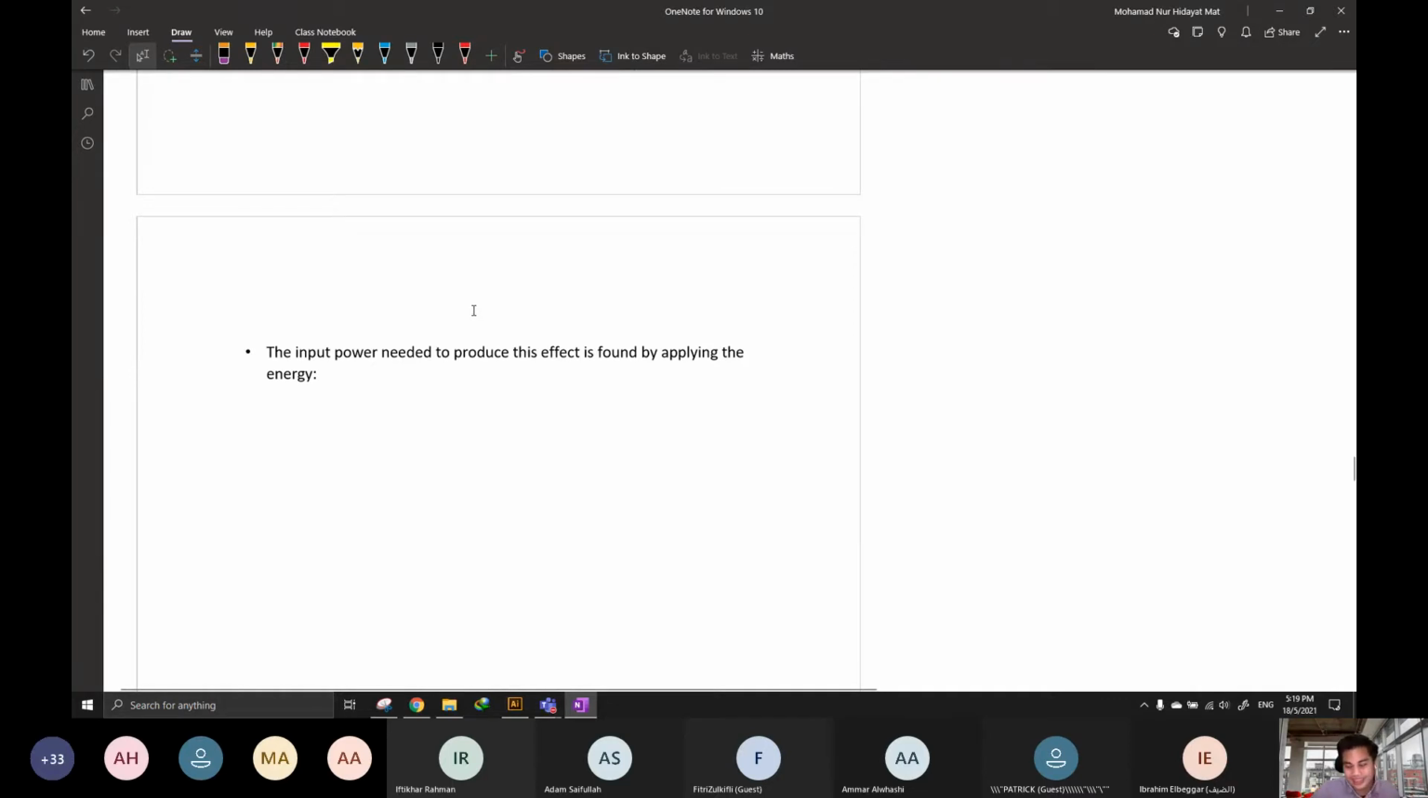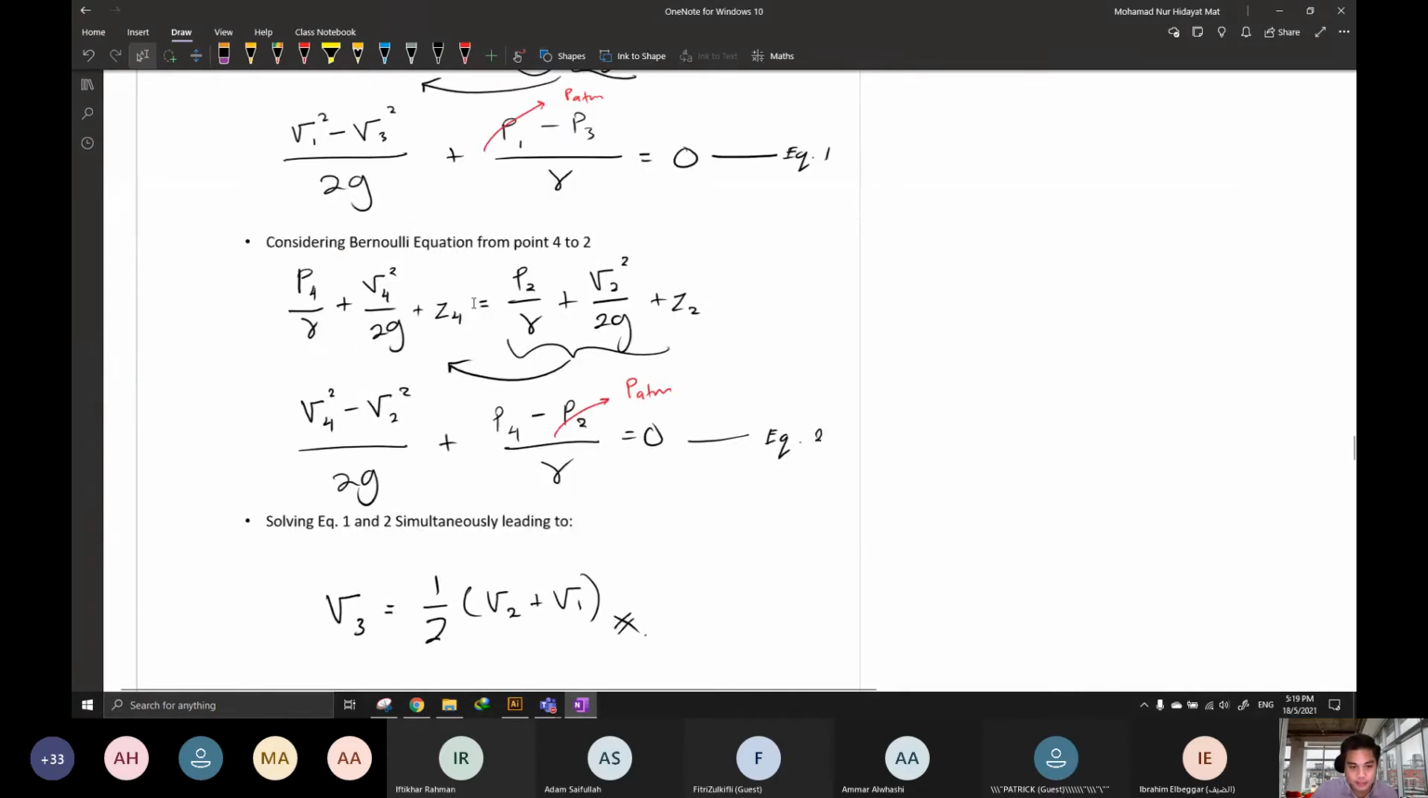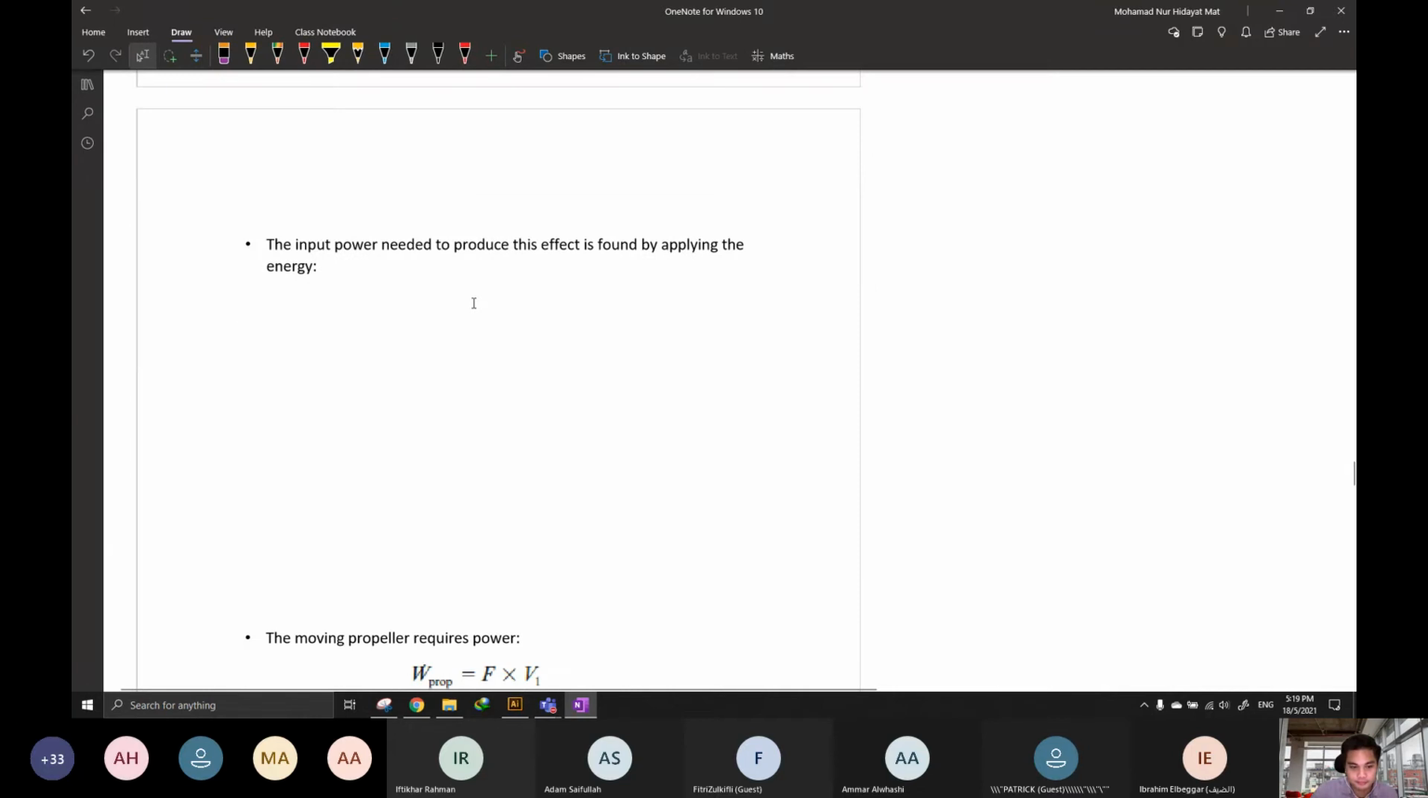Now I need to extract, how do I extract the fluid energy from the propeller? So I need to apply the energy equation. Do you still remember how to apply the energy equation? It is the same as Bernoulli. Now I apply at point 1 and point 2.